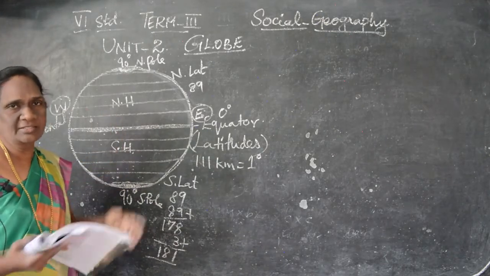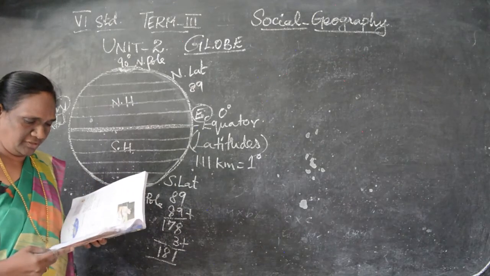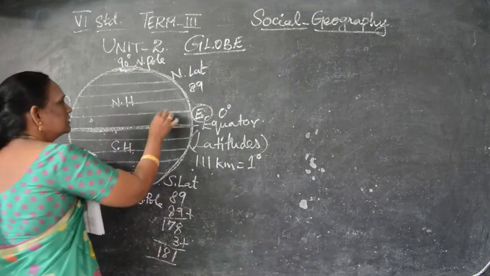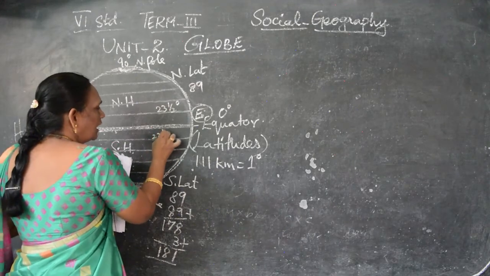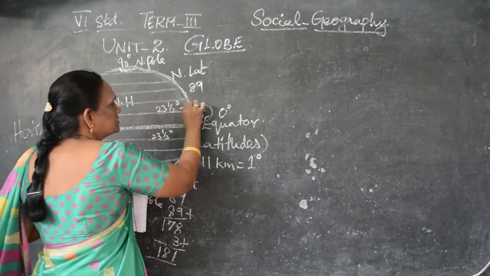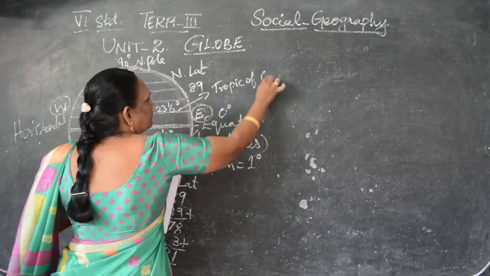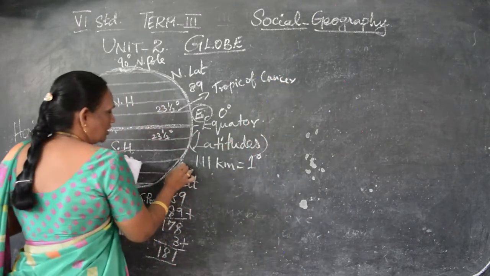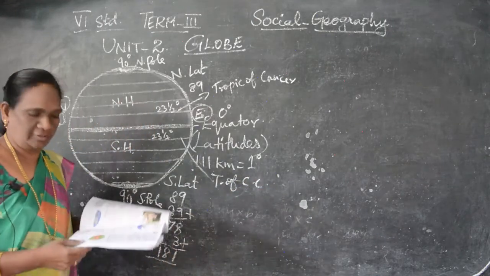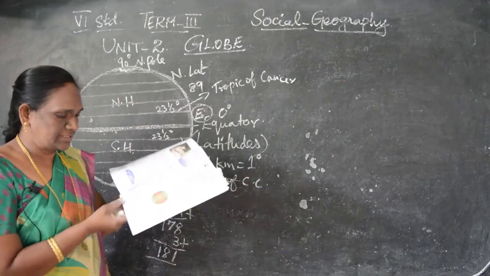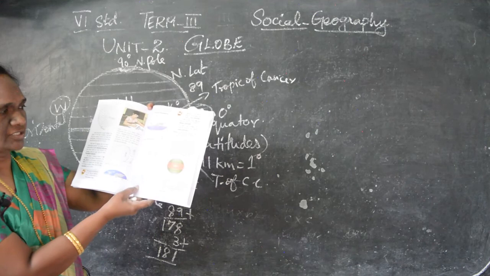Horizontal lines are called latitudes. Understand? And the important lines of latitude: this is 23.5 degree north, and here 23.5 degree south latitude. This line is called the Tropic of Cancer. And this line is called the Tropic of Capricorn. These are the two important lines. Understand? Here you can see on page number 175, they have given these lines.